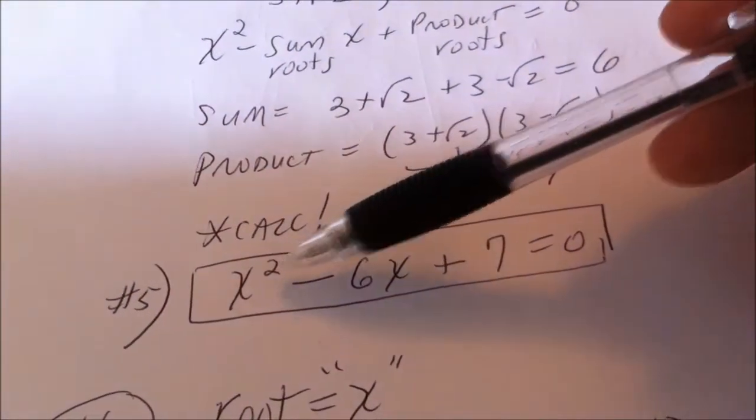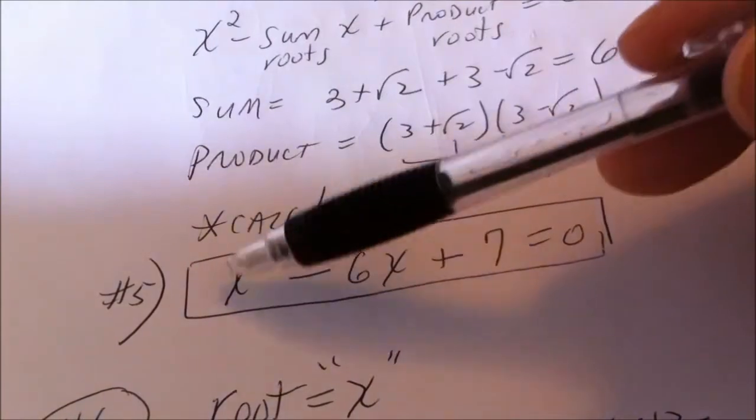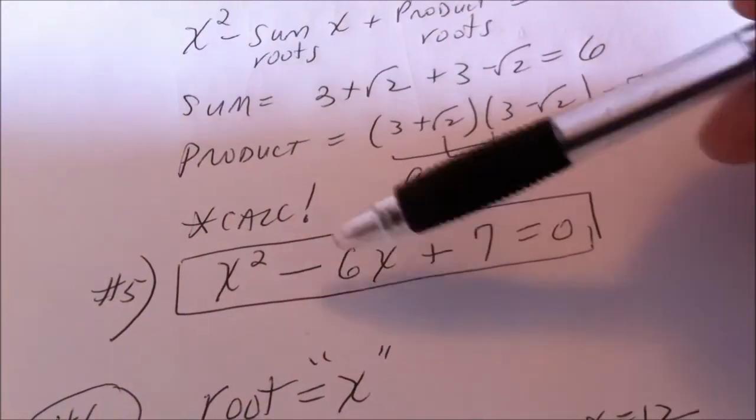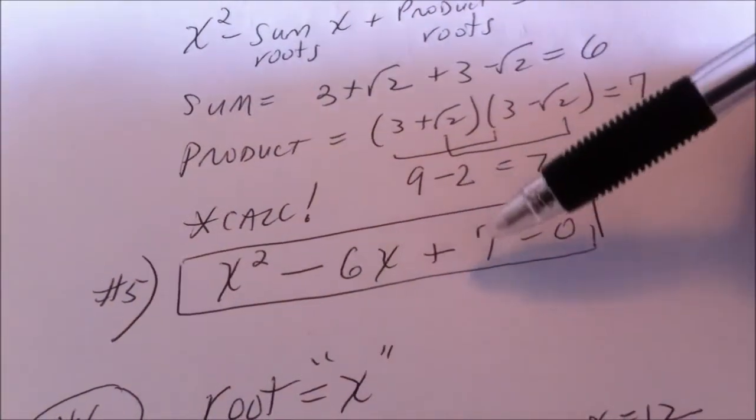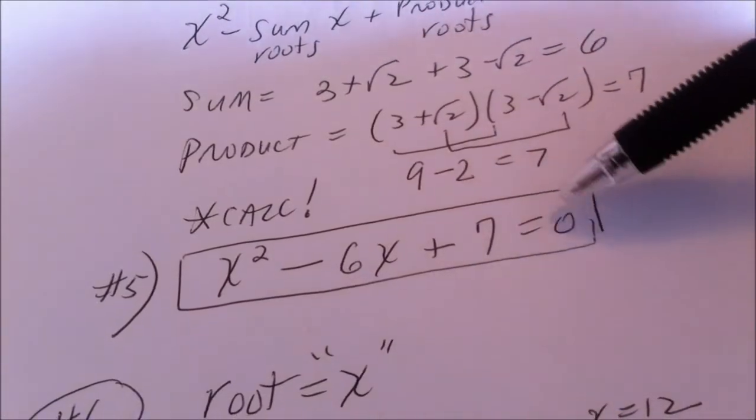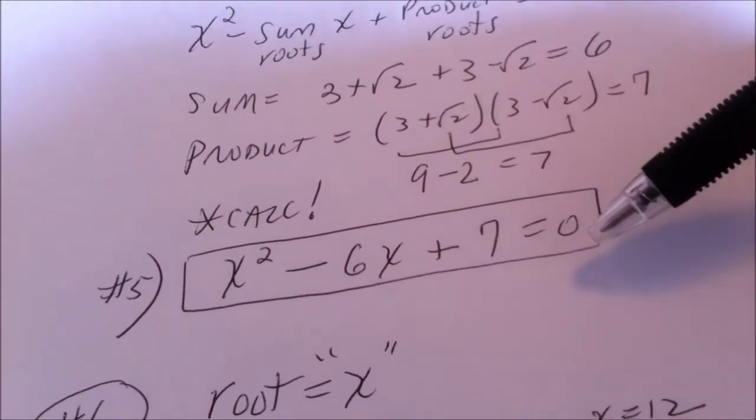Now you put it into the final quadratic equation, x squared minus the sum x, so that's minus 6x, plus the product, which is plus 7, equals 0. If you drop that equals 0, it will be a deduction on the Regents.